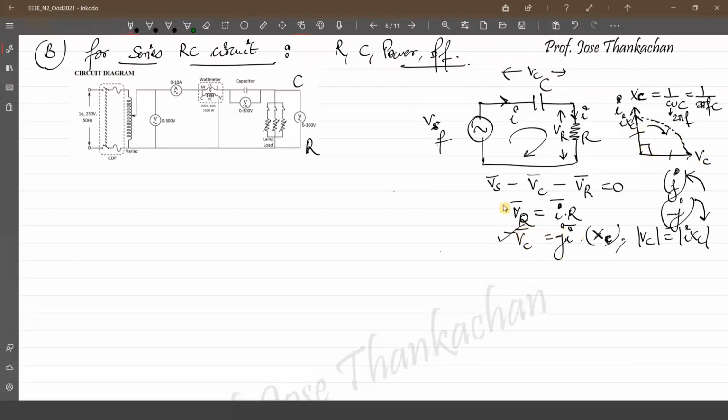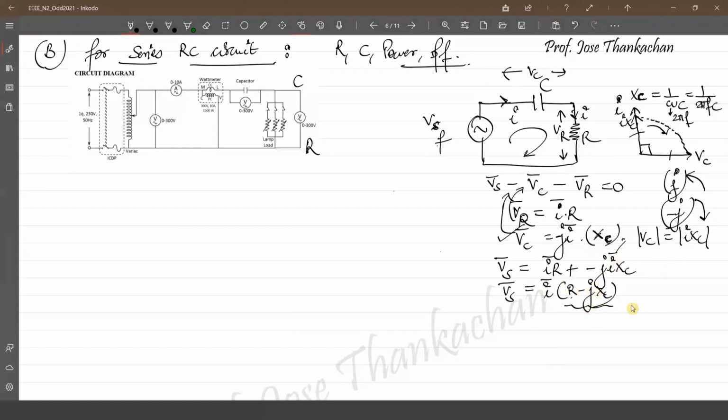Now if I substitute both of them in the top equation, Vs becomes equal to VR plus VC. VR is I into R plus, what is VC? VC is minus J times I into XC. Now if I take I common here, because I is the same, the series current remains the same, then this becomes I times R minus J times XC.